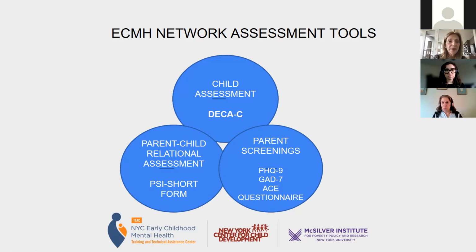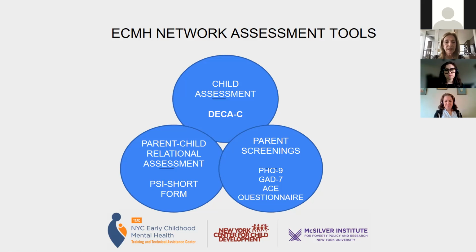So these are the assessment tools that are used in the network. The child assessment relies pretty much on the DECA. I know that there are 3 versions of the DECA. I'm going to focus today on the DECA-C because I believe that's probably the most commonly used one. The PSI short form, the Parenting Stress Index short form, is used as a parent-child relational assessment.